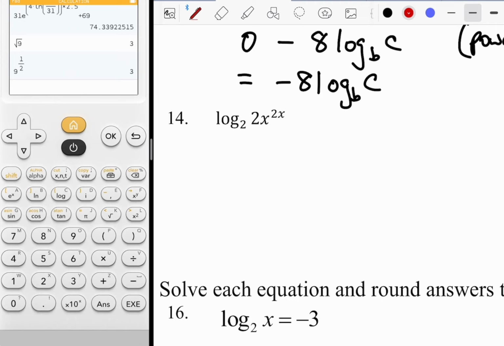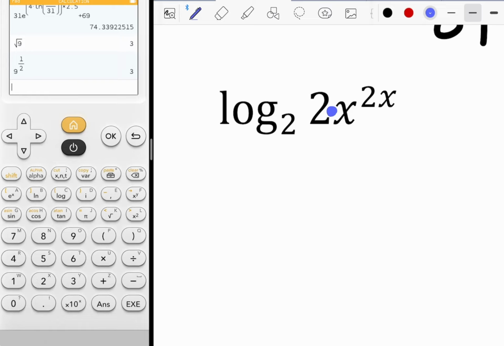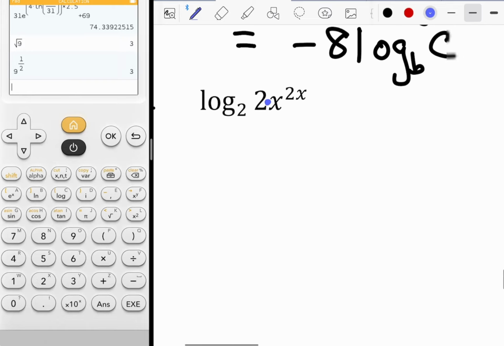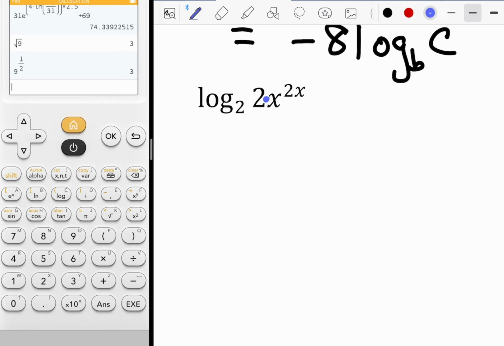Numbers 14 and 15 are some of the trickier ones, because you see an exponent here, and you're like, oh, I'll just apply the power rule. The problem is, that exponent only applies to the x. So x to the 2x power, that 2x power is only applied to the x. So I'm going to take a little multiplication symbol and tuck it in there and apply the product rule. So log base 2 of 2 plus log base 2 of x to the 2x power. That's again the product rule.